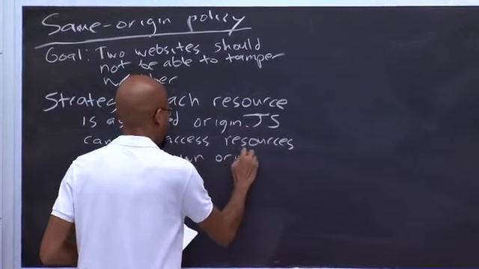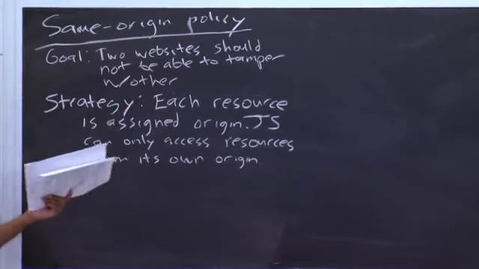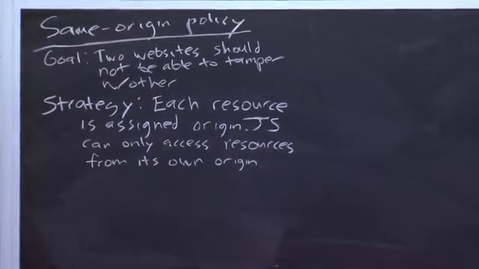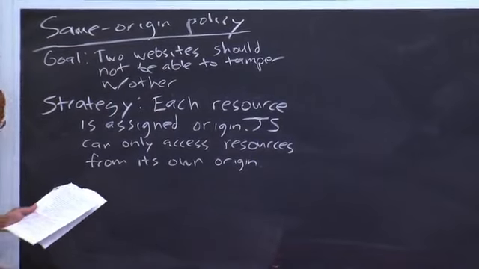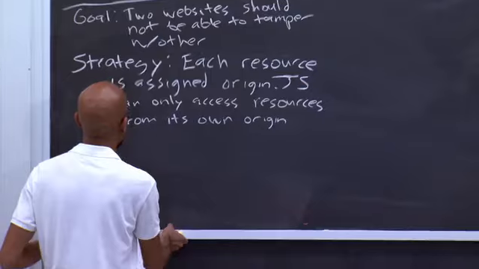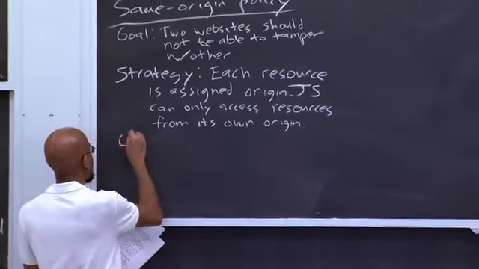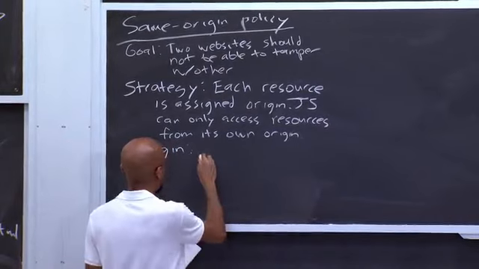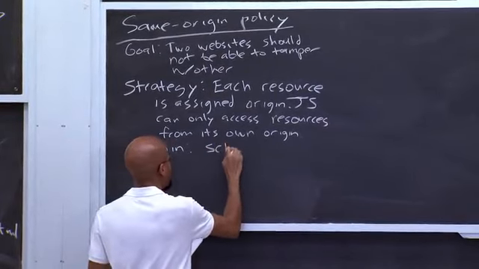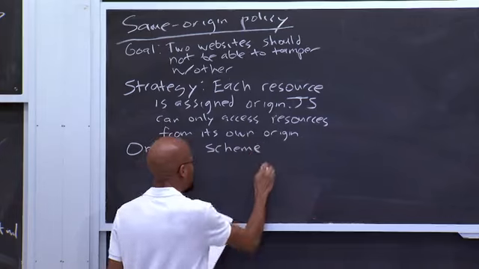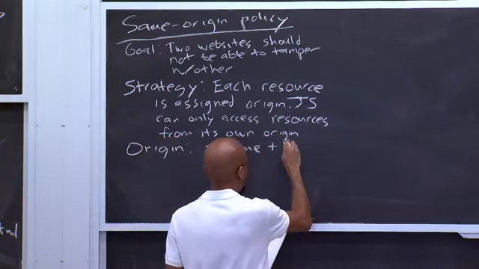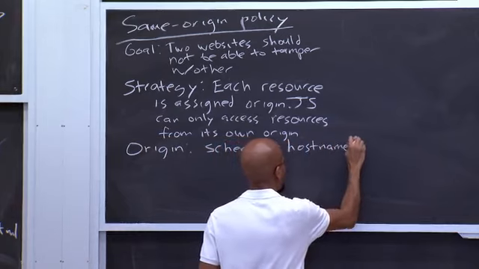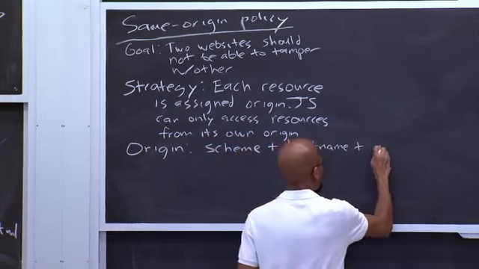And so this is the high-level strategy the same origin policy uses, but the devil's in the details, and there's just a ton of exceptions, which we're going to look into in a second. But first of all, before we proceed, let's define what an origin is. So an origin is basically network protocol scheme plus host name plus port.